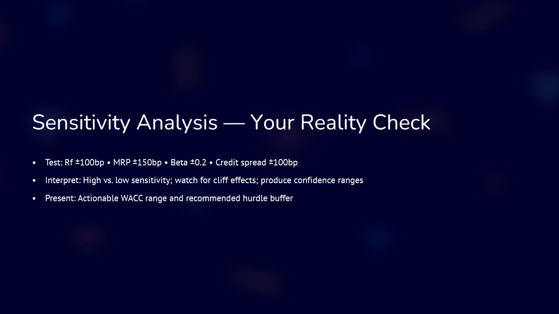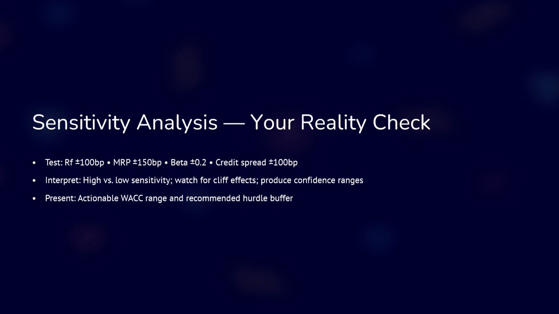Now, in your professional communication, instead of saying "WACC could be anywhere from 6 to 14%," which is useless, say "WACC ranges from 8.2 to 10.8% across reasonable market scenarios, with 9.2% representing our best estimate given current conditions." And then the business application: CFOs use this range to set project hurdle rates.